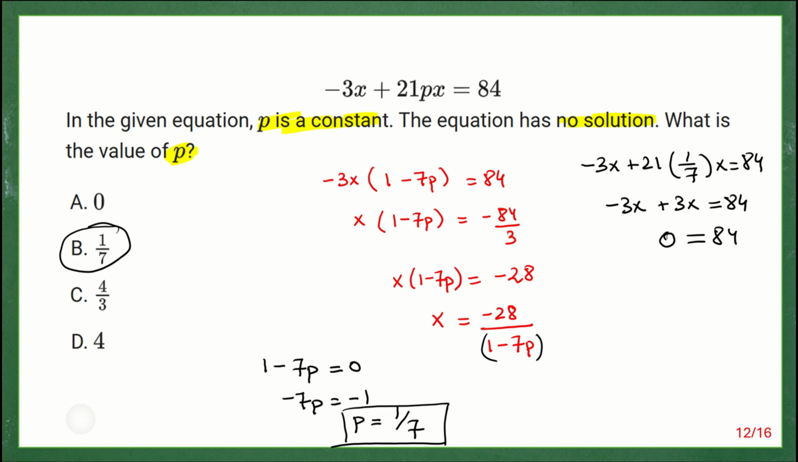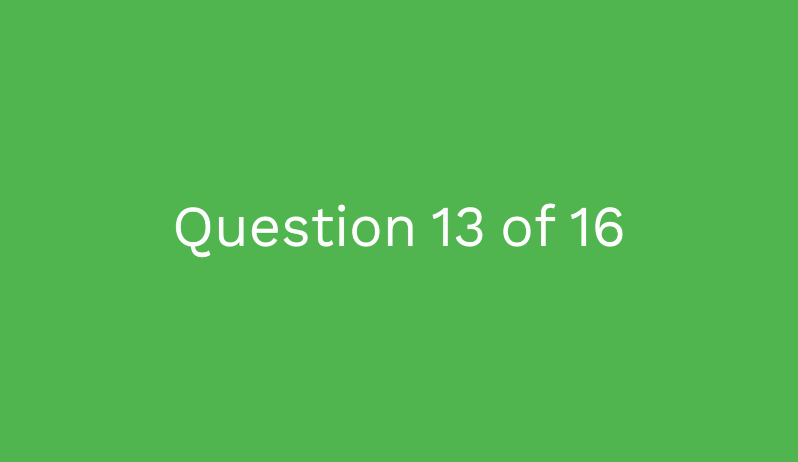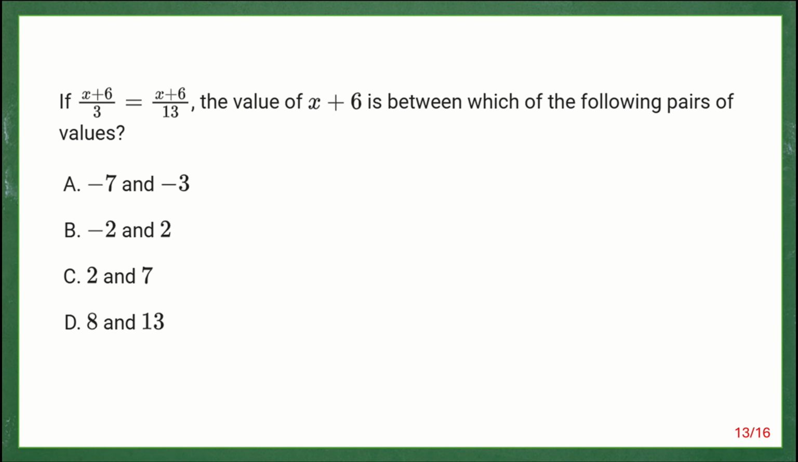Now let's move to problem number 13. Here we are given a statement: if x plus 6 divided by 3 equals x plus 6 divided by 13, the value of x plus 6 is between which of the following pairs of values. So we have to figure out the value of x plus 6 from the given expression.